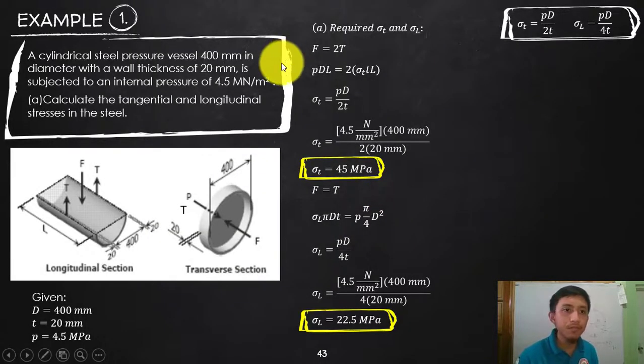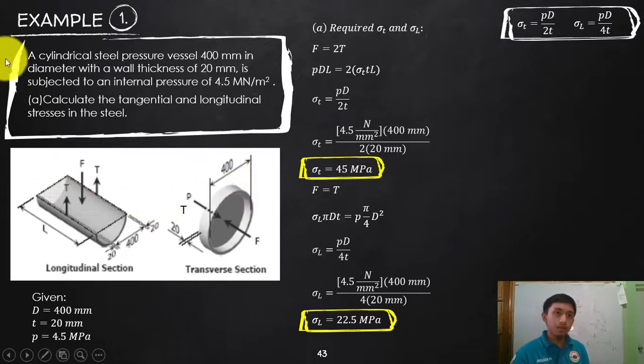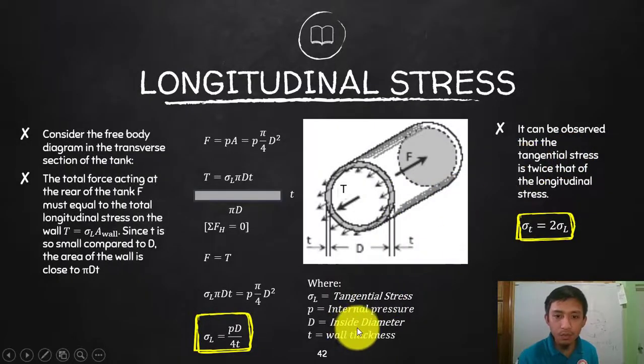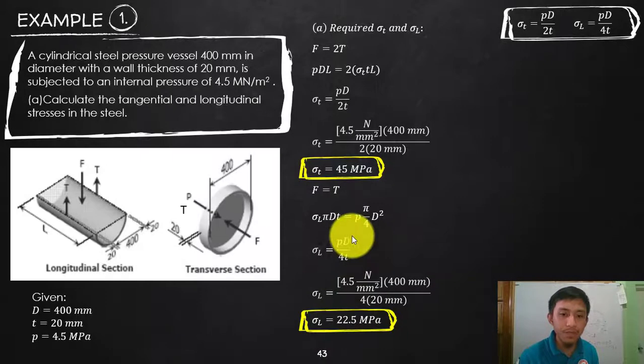Let's have an example. A cylindrical steel pressure vessel 400 millimeter in diameter. So this is the vessel which is 400 in diameter. That is again, if you say diameter D, that is always the inside diameter, if we are referring to the tank.